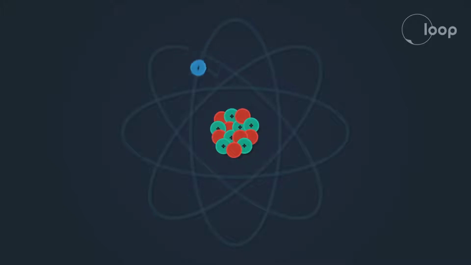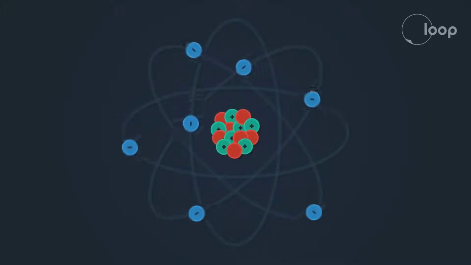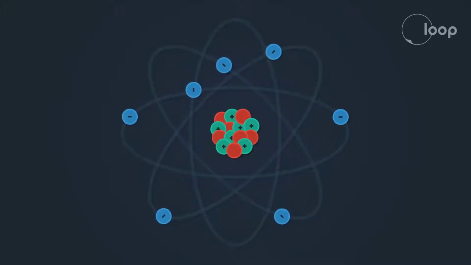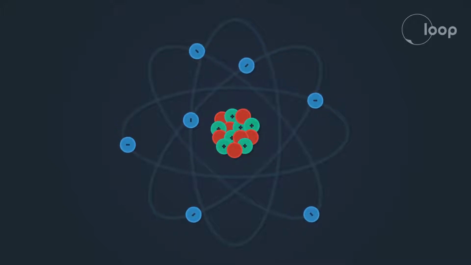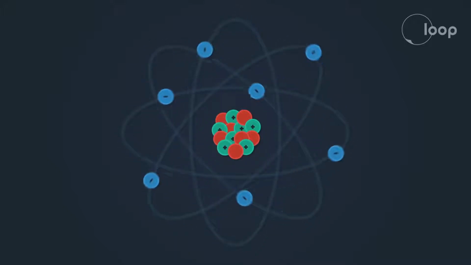An atom is made up of electrons, protons, and neutrons. Protons and neutrons together make up the nucleus of the atom, and this is placed at the center. Electrons revolve around the nucleus of the atom. An atom has equal numbers of electrons and protons, so has no overall charge.